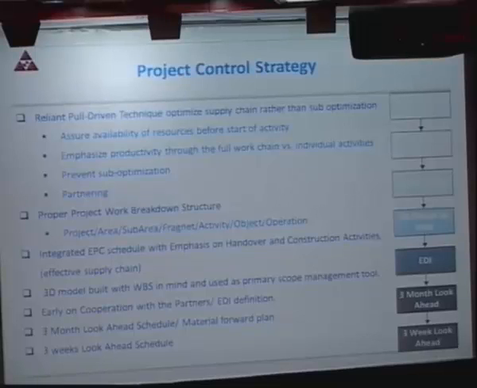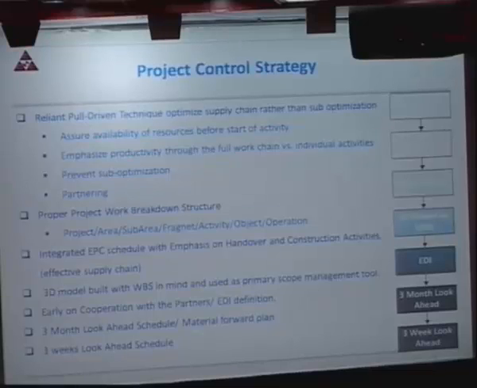It emphasizes productivity through the full cycle, because when we used to do cost control, we said if this operation is very optimized, everything will be optimized. No, you have to make optimization through the whole chain, so that some activities may not be at full optimum, but the whole chain is optimized. I'll give you an example later. So you want to prevent sub-optimization. The last thing, we need partnering. We're not going to increase productivity by fighting. We believe that by partnering, we get better productivity.